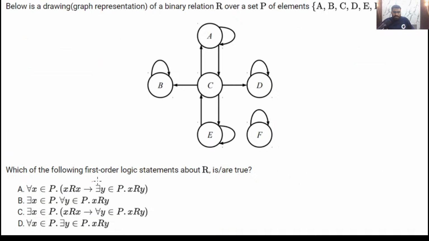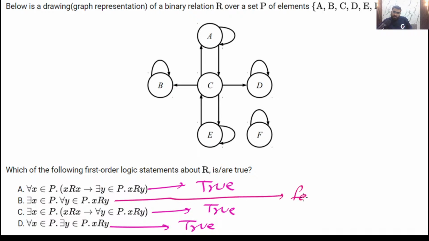So finally, which statements are true? We have seen this statement was true, this statement was true, this was true. And I think only this statement is actually false. The question is asking which is true, so the answer will be A, C, D. So this was a good question. Let me know, is this understood?